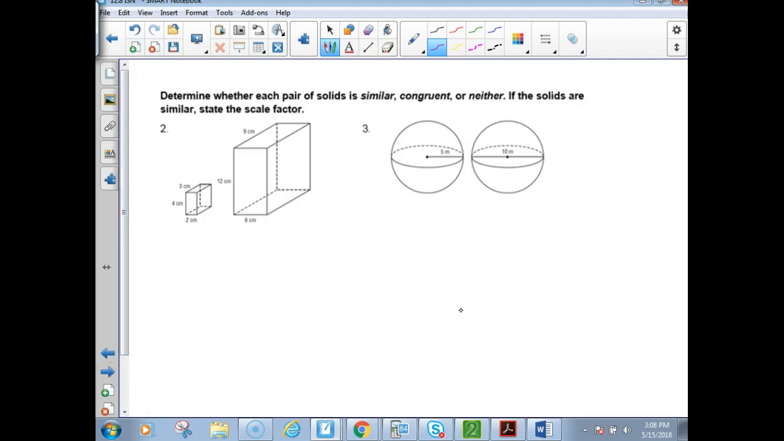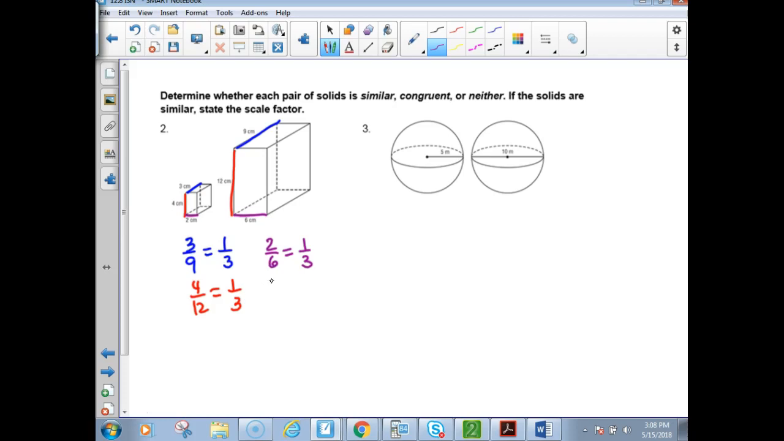Okay? So we're going to determine whether each pair of solids is similar, congruent, or neither. All right, so I'm going to start comparing the numbers. I've got 3 to 9. That reduces to 1/3. I've got 4 to 12, which also reduces to 1/3. And then I've got 2 to 6. That also reduces to 1/3.